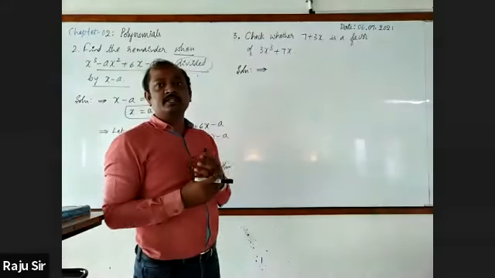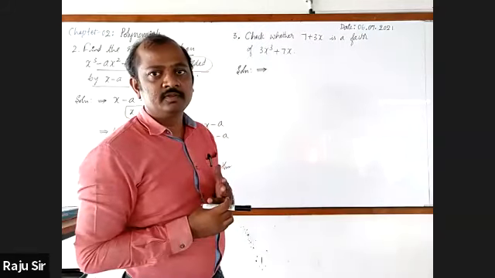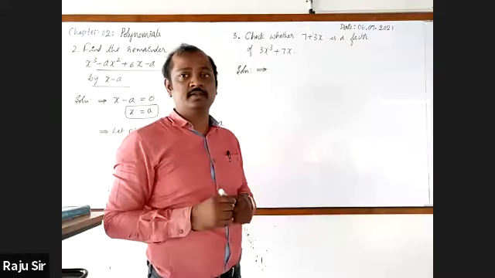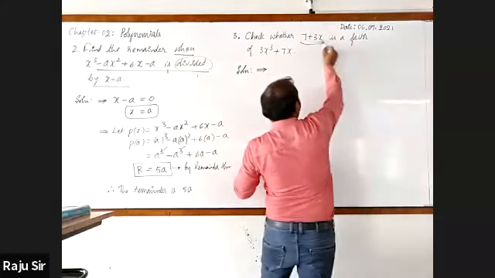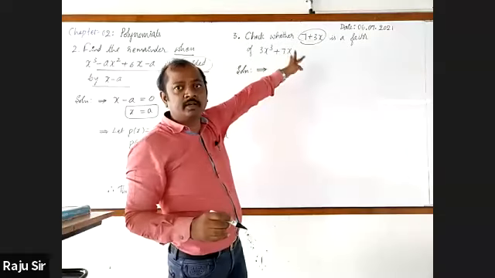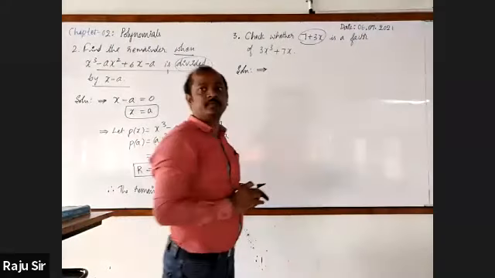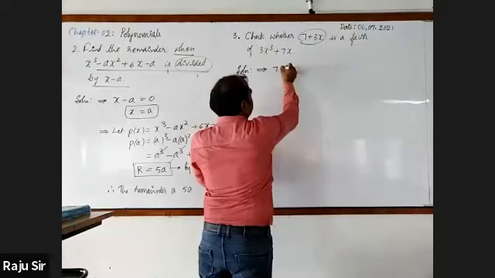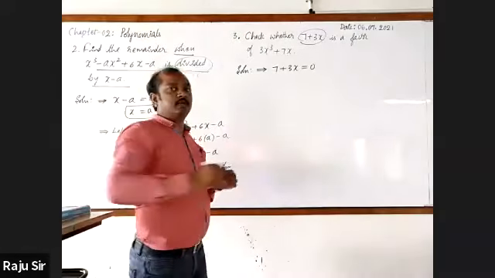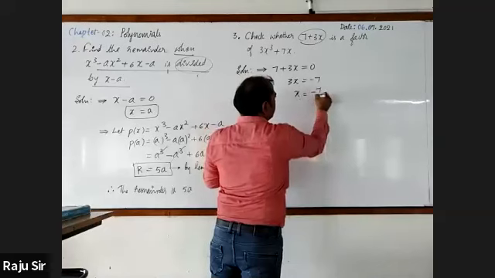Then which is the divisor here? 7 plus 3x. You are going to check whether that is a factor or not. Hence, from this, we have to divide this polynomial. So, take 7 plus 3x equal to 0 and find its zero. It will be 3x is equal to minus 7, so x is minus 7 by 3.